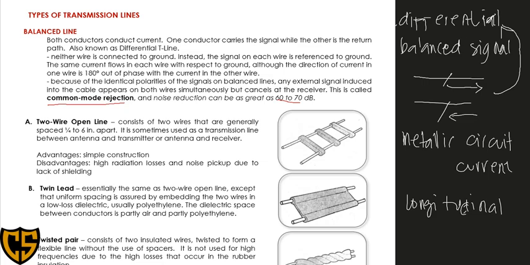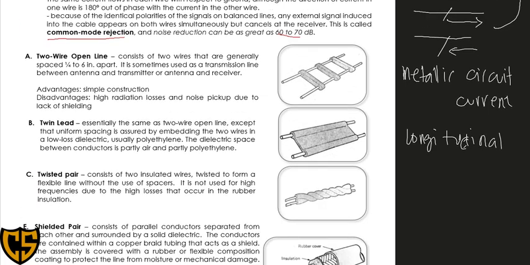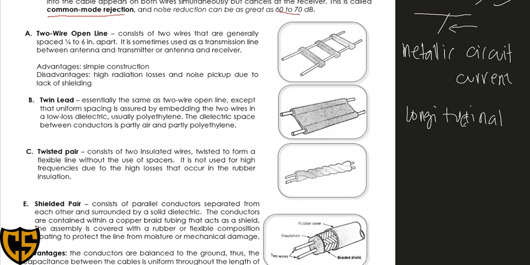So let's start with some examples of transmission lines under the balanced line category. Let's start with the two-wire open line. We usually see two-wire open lines. It consists of two wires that are generally spaced 1/4 to 6 inches apart. It is sometimes used as a transmission line between the antenna and the transmitter or the antenna and the receiver.